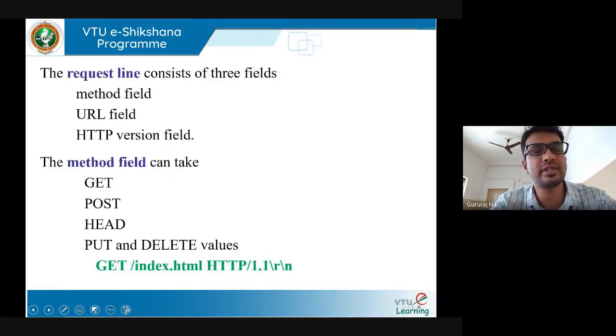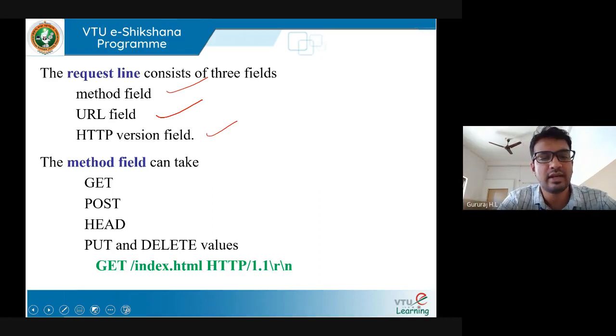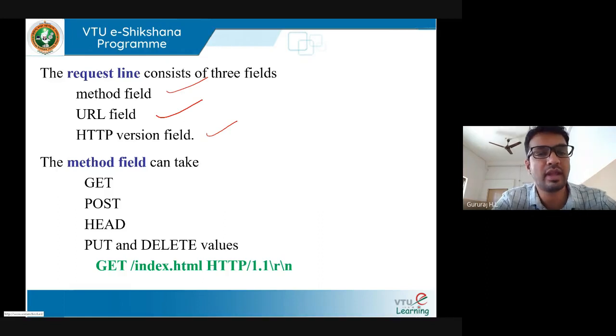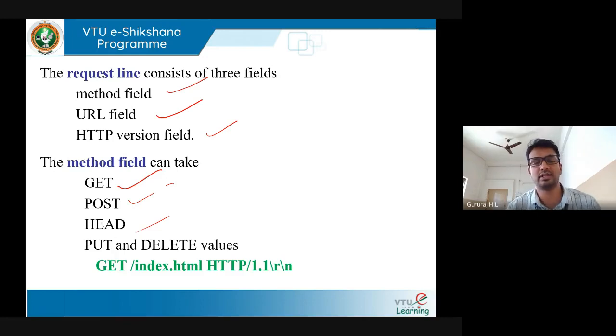The request line mainly consists of three fields: method field, URL field and HTTP version field. You can check out here. Method field, the different methods: get method, put method, post method, and the HTTP version field and the URL field. The method field can be get method, post method, head method and all other methods. So the get method will always be used to send the request to fetch, and the delete method to close, and post, head and put methods will be commonly used by the response message format.